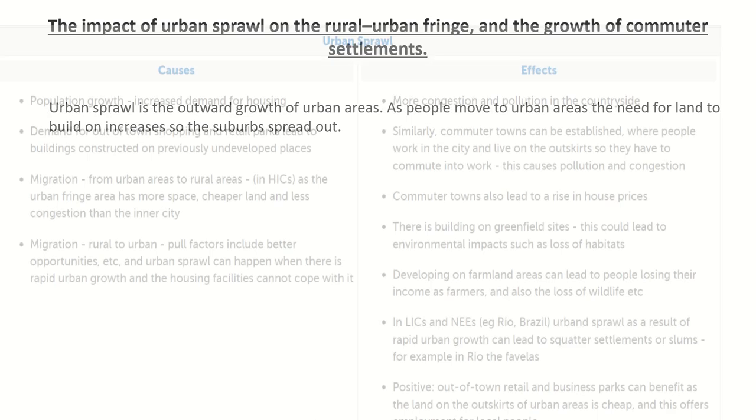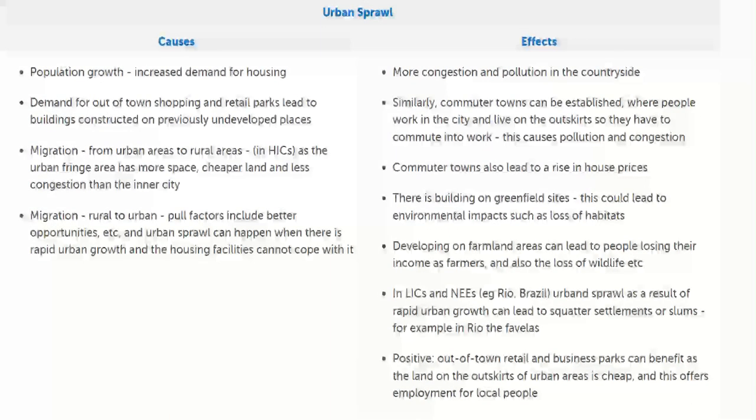Now, when we're thinking about impacts, I would always break it down into social, economic, and environmental. That's a really good way of doing the effects of something: social, economic, environmental. And on the screen there, you can see the causes of urban sprawl, which is similar to urbanization, and you've got the effects as well.